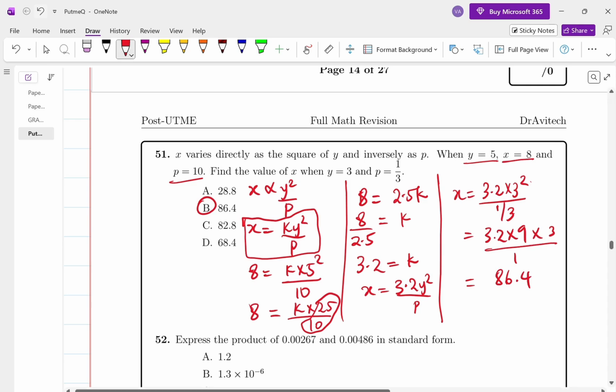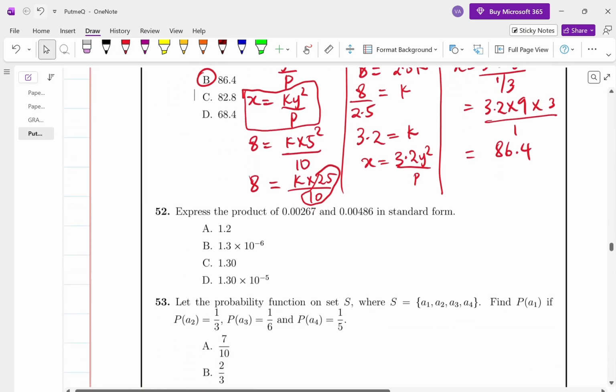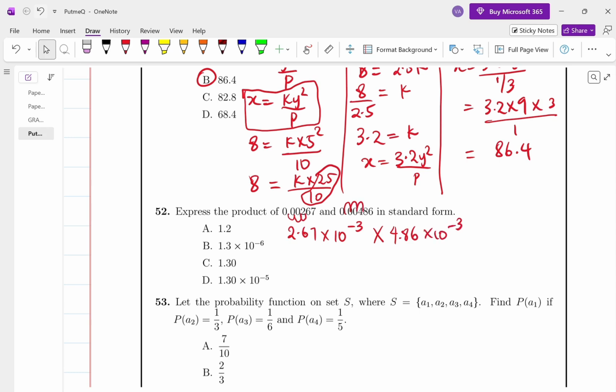Now, for this question, you're going to use a calculator. So I think there should be a calculator on the screen. First of all, let me write this in standard form. The first number is 2.67 times 10 to the power of minus 3, as we're moving 1, 2, 3. And then we're finding the product, so times 4.86, moving 1, 2, 3, so that's times 10 to the power of minus 3. Now we're going to multiply these two.